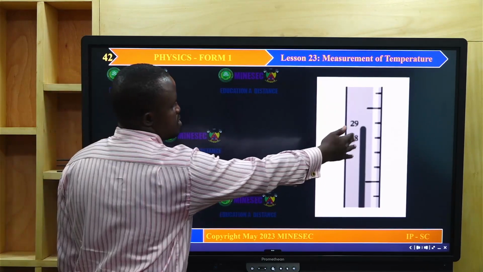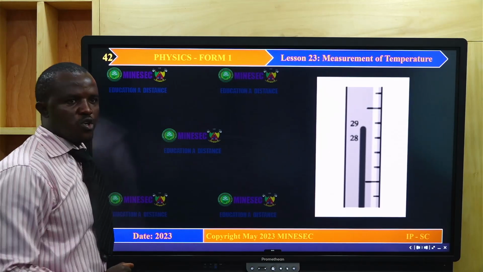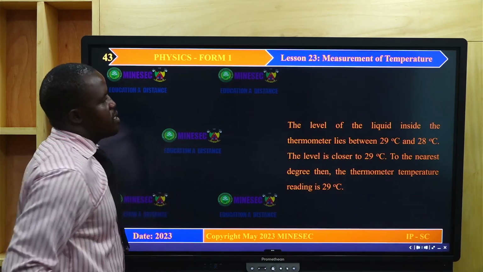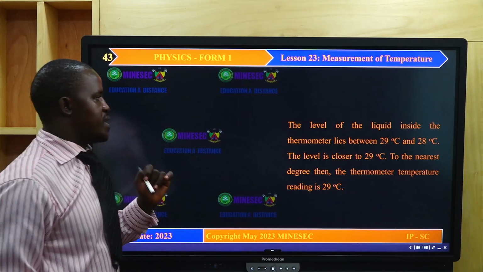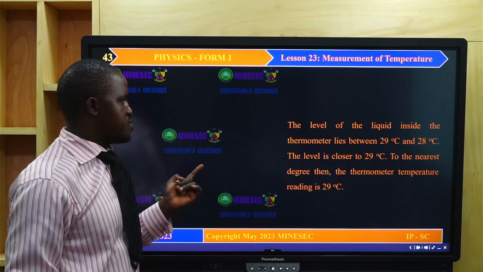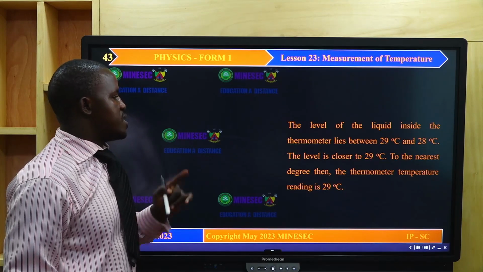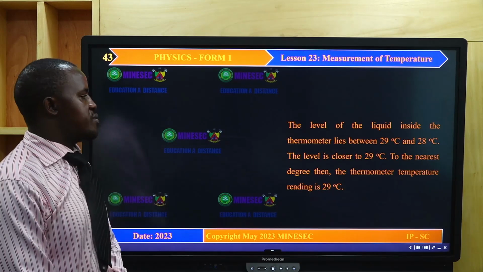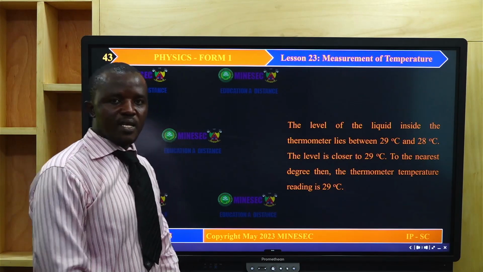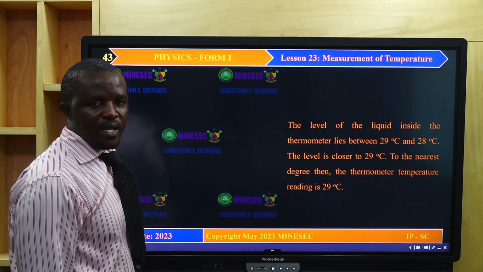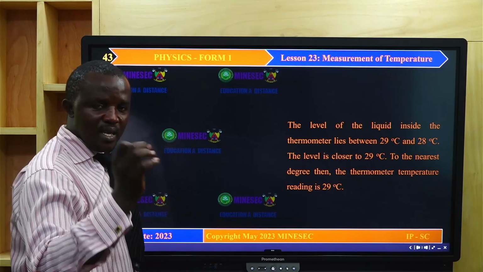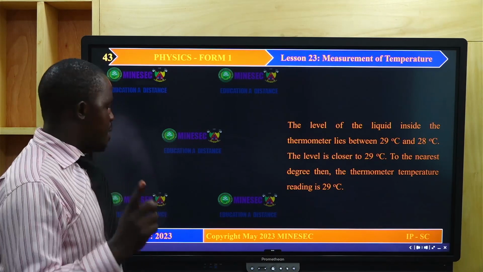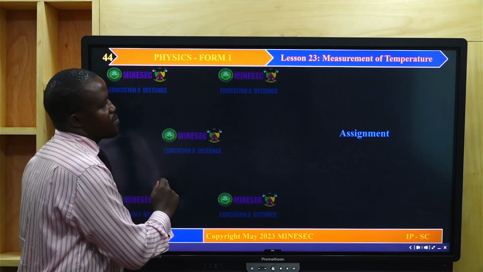So, this is an exaggerated portion of the diagram that we're looking at. So the level of the liquid inside the thermometer lies between 28 degrees and 29 degrees. So the level is closer to 29 degrees. To the nearest degree then, the thermometer reading is 29 degrees Celsius. Don't forget that each instrument you are using has a scale, it has units. So when you take the value, make sure to take the units equally.